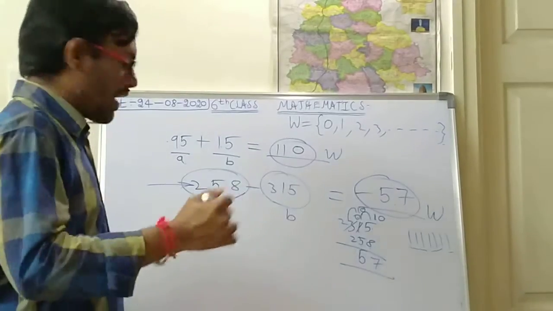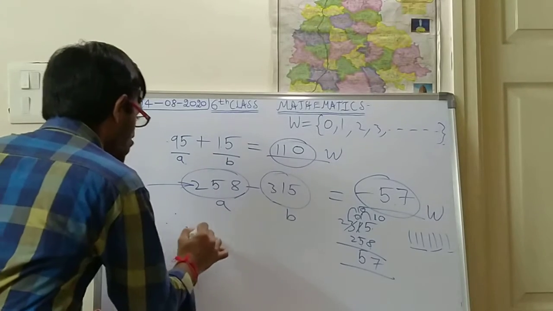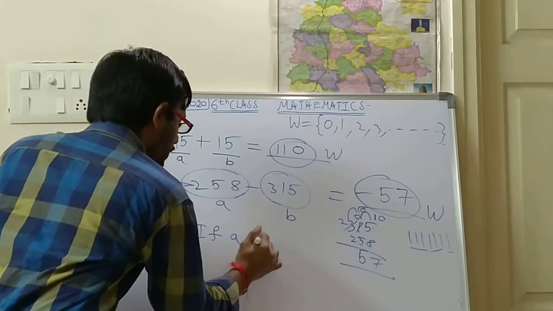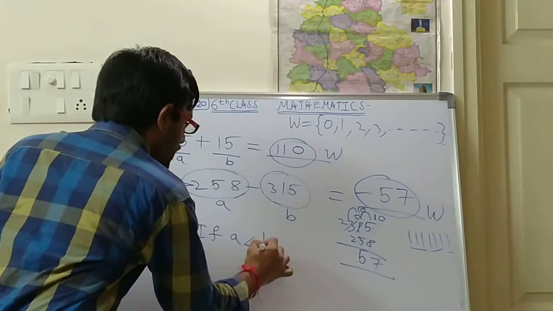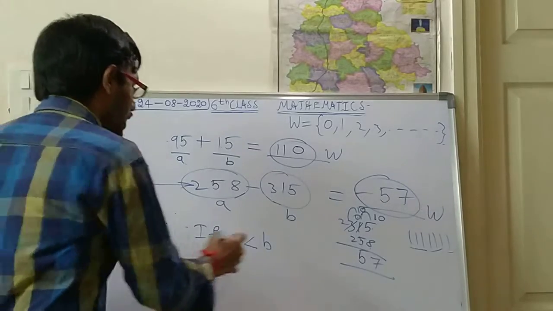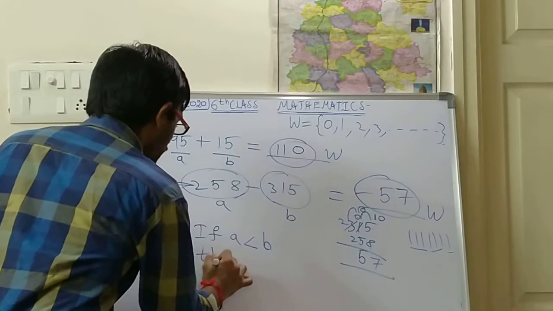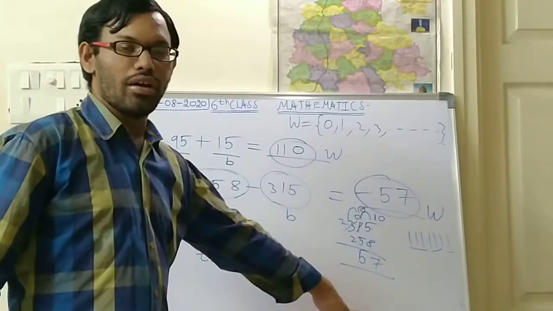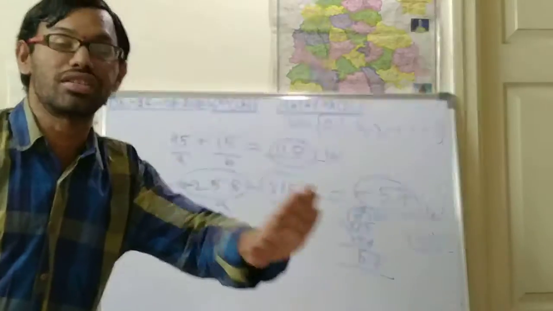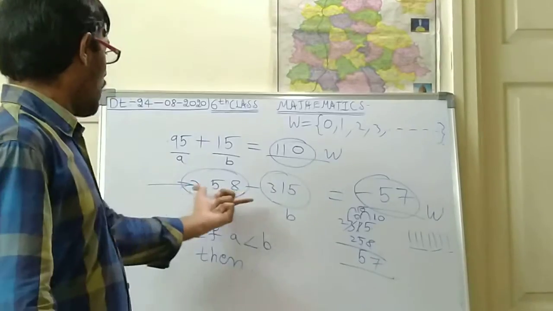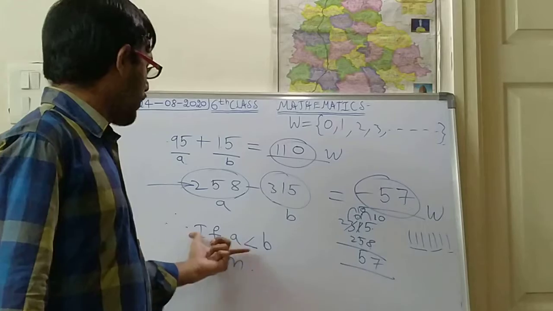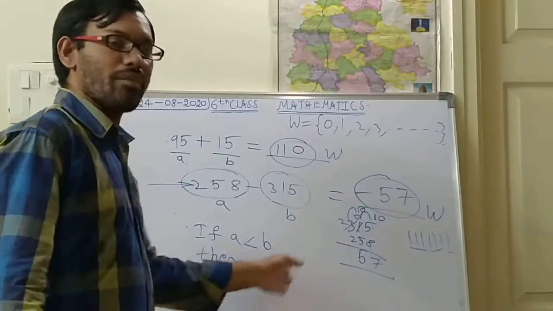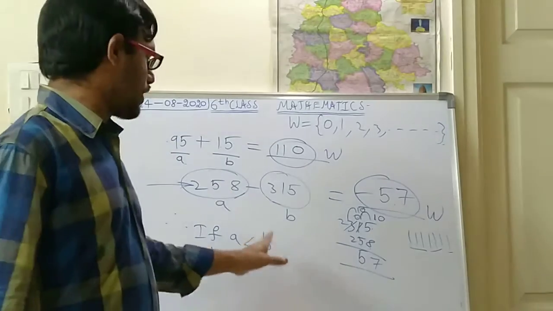And below, what should you write? If A is less than B, then closure property of whole numbers under subtraction does not satisfy. Like that you should write. After writing this, you should write: if A is less than B, then closure property of whole numbers under subtraction does not satisfy.